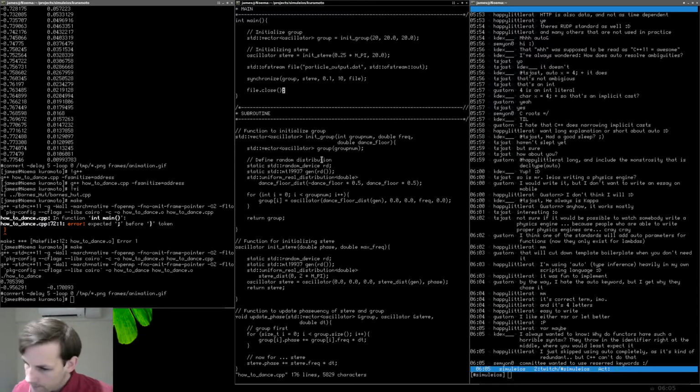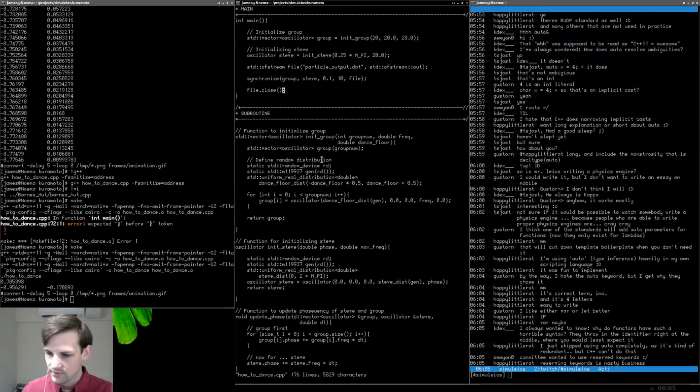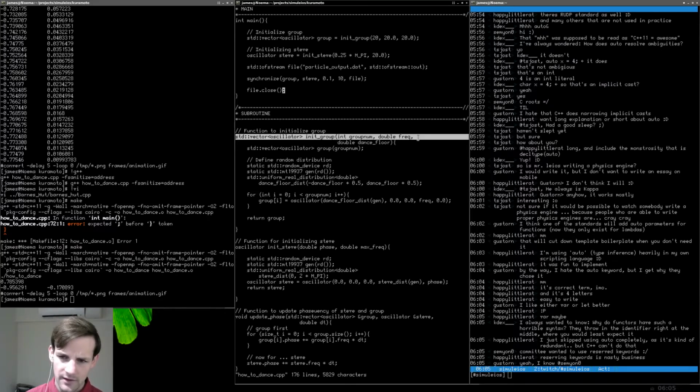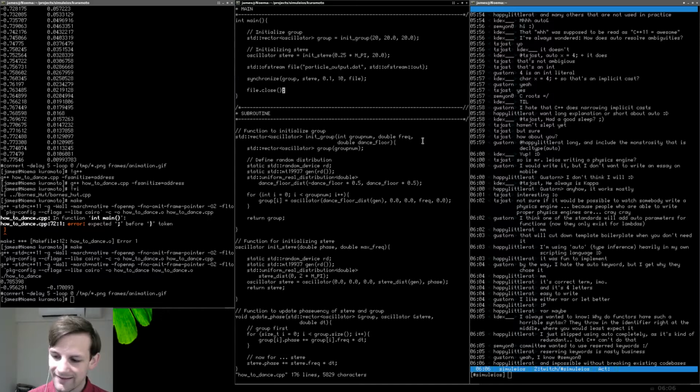What did I miss? I always wanted to know, why do functions have such a horrible syntax? They throw the identifier right in the middle where you would least expect it. I guess you just get used to it, right? Let me see. So what do you mean by function? So do you mean these guys right here, the function initialization guy? What is this called? I guess the tag? I'm not sure. Community wanted to use reserved keywords. Impossible without breaking existing code bases.